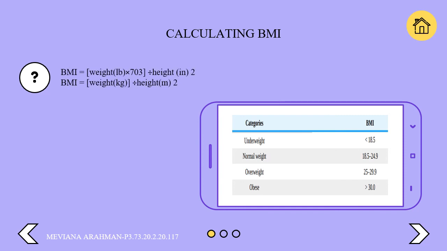How to calculate BMI? BMI equals weight in pounds times 703 divided by height in inches squared. Or BMI equals weight in kilograms divided by height in meters squared.